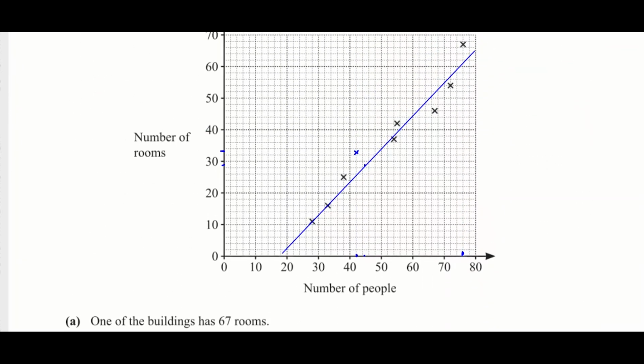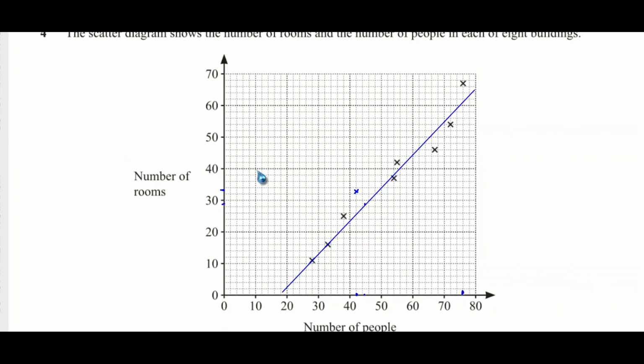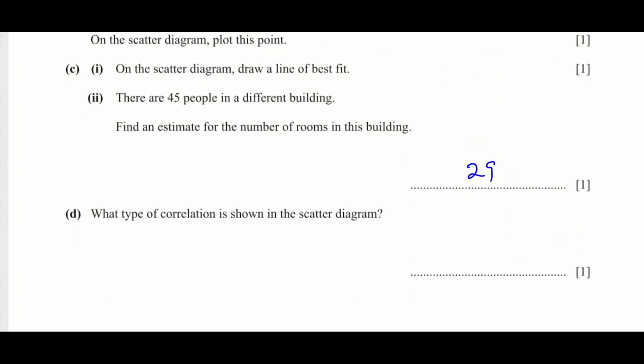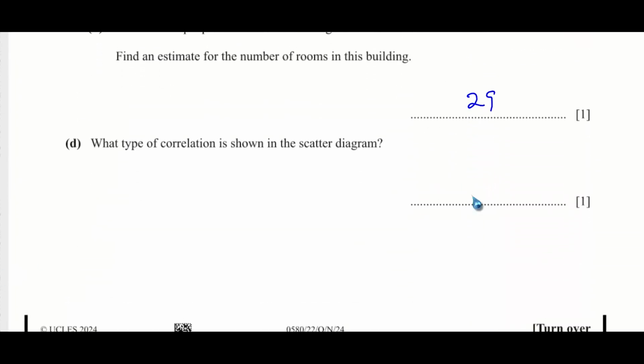So from the scatter diagram, you see that it's increasing. Along the x-axis it is increasing, and along the y-axis it is also increasing. So this will be positive. That will be positive correlation. So let's write positive here.